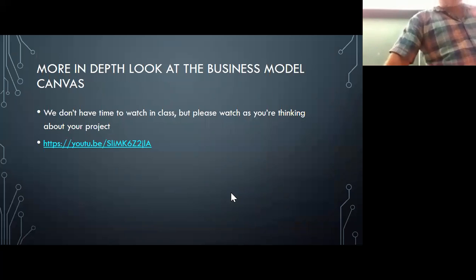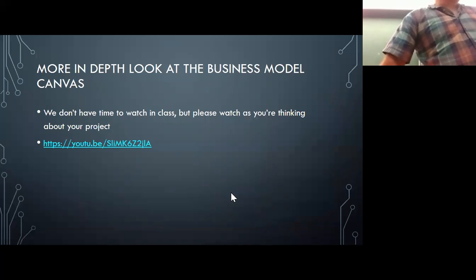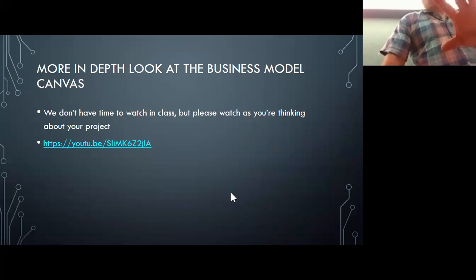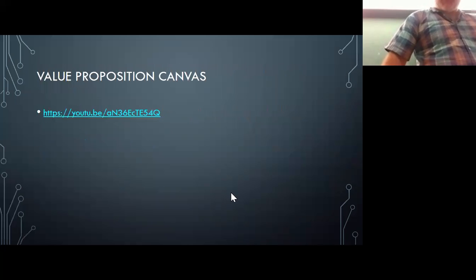I'm not going to go through the more in-depth look at the business model canvas. It's something I put in here basically just for if you wanted to, as you're thinking about your projects, think more about how they're structuring these in the Lean Launchpad and how to think about those. Go for it. But it's there as a link in the page.